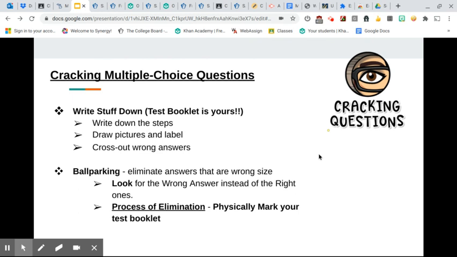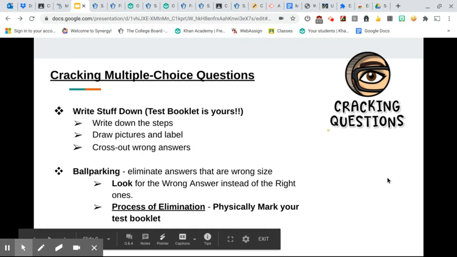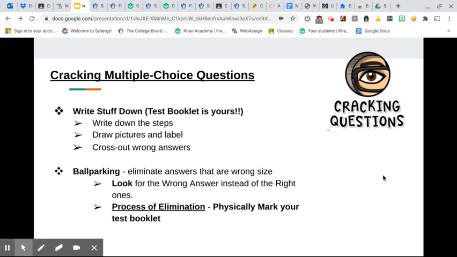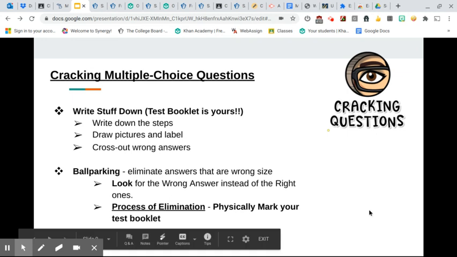Make sure that you write stuff down. This test booklet is yours. They are not going to share it with other students or reuse the test booklet. So make sure you write stuff down, draw pictures if necessary, label, and cross out any answers that you think are wrong. Make sure that you're ballparking, and eliminate wrong answers, because sometimes it's easier to look for wrong answers instead of the right ones. It's a process of elimination a lot of times. So physically mark your test booklet.